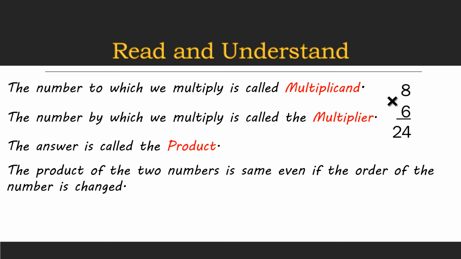The product of two numbers is the same even if the order of the numbers is changed. So students, 8 into 6 is 24 and 6 into 8 is also 24. So if we exchange the numbers, the product will be the same.